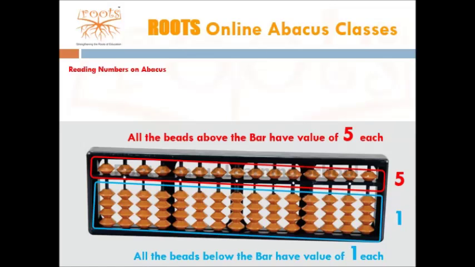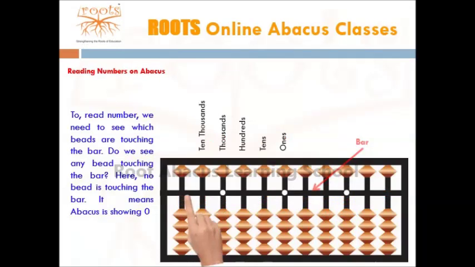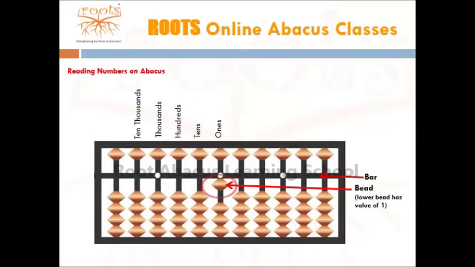Let us understand it more clearly with examples. To read a number, we need to see which beads are touching the bar. Do we see any bead touching the bar here? No. No bead is touching the bar. Hence, it means that the abacus is showing number 0. Which bead is touching the bar now? There is one lower bead which is touching the bar. And as already discussed, value of each lower bead is 1. So, the number shown by the abacus is 1.